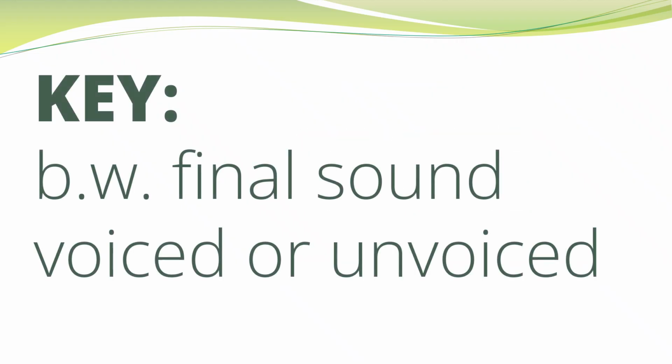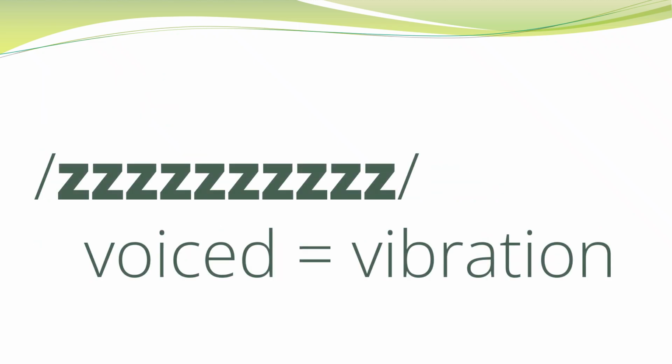For all other words, you need to know whether the final sound is voiced or unvoiced. That's what helps you decide between d and t. Let's look at the difference between voiced and unvoiced sounds. Put your hand gently on your throat and say the Z sound. Z. Do you feel the vibration? That's a voiced sound.